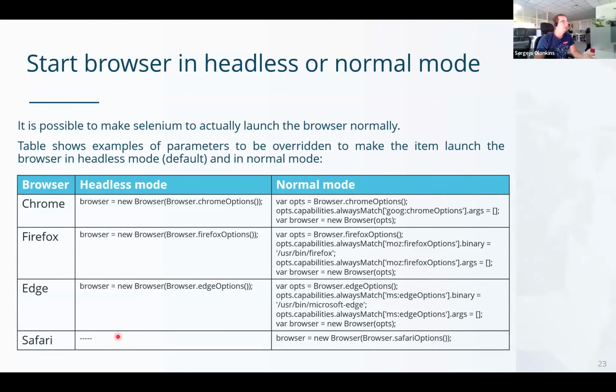In that case, you can override some default options that are returned in the corresponding browser options method. For example, for Chrome, you need to empty the args parameter, just assign an empty array to it. Like in this example, same for Firefox and Microsoft Edge. And this will actually help you to launch the graphical interface for each execution of your browser item.